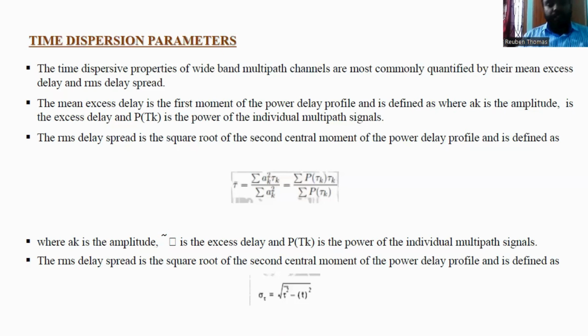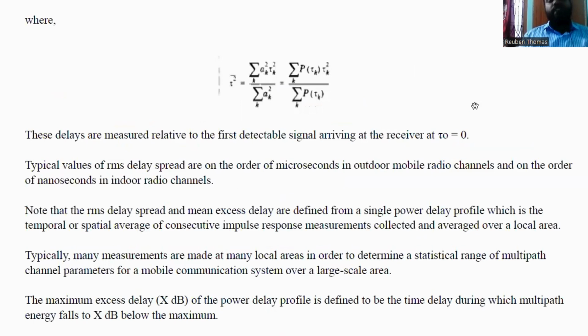The RMS delay spread is the square root of the second central moment of the power delay profile and is defined as sigma_tau equals the square root of tau squared bar minus tau bar squared. These delays are measured relative to the first detectable signal arriving at the receiver at tau_0 equal to 0.